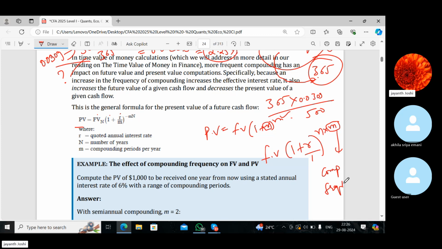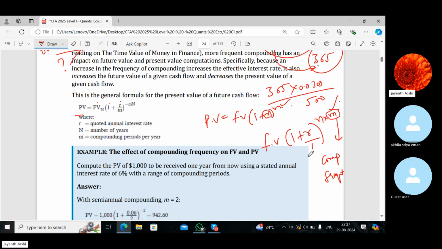Now you will ask me, what is the relevance of this, why does it matter? See, it matters if you are holding the security for 1 year, but you get interest every 6 months. That means the company pays you interest semi-annually. So at that point you have to halve the rate, that means r by 2. 1 plus r by 2, whole power number of years, which is 1, into compounding frequency, which will become 2.